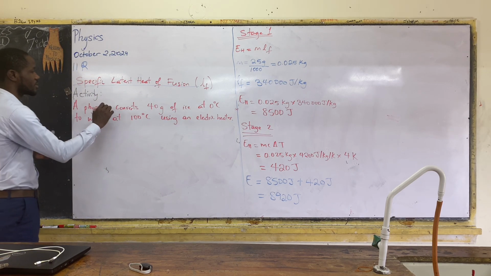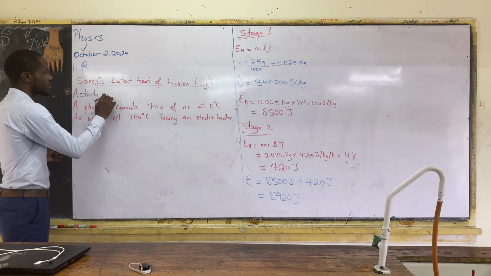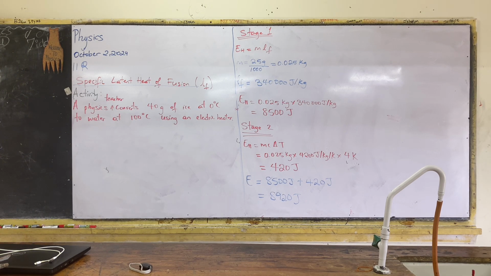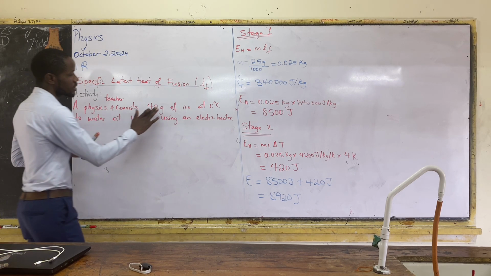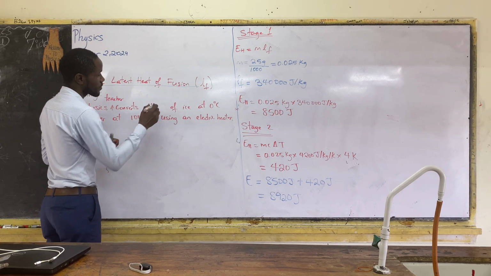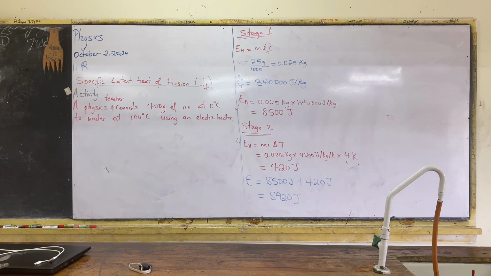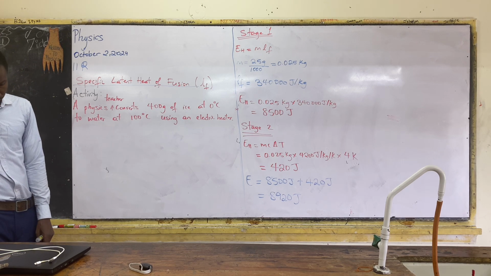A teacher converts 40 grams of ice at 0 degrees Celsius to water. All right, I'm going to add a 0 right here. 400 grams, because 40 grams just seems very small. 400 grams of ice at 0 degrees Celsius to water at 100 degrees Celsius using an electric heater.